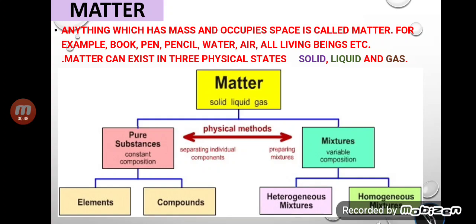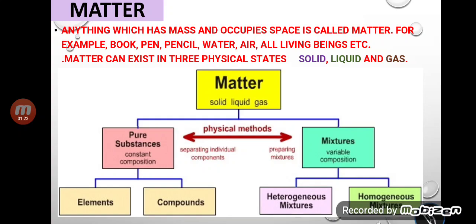And also we have discussed five states. The fourth one is plasma, and the fifth one is Bose-Einstein condensate, and there is also a sixth state. Just try to search on your net what the sixth state is. But in your class we have to talk about only three states: solid, liquid and gas. So matter, anything which has mass and occupies space, is called matter.